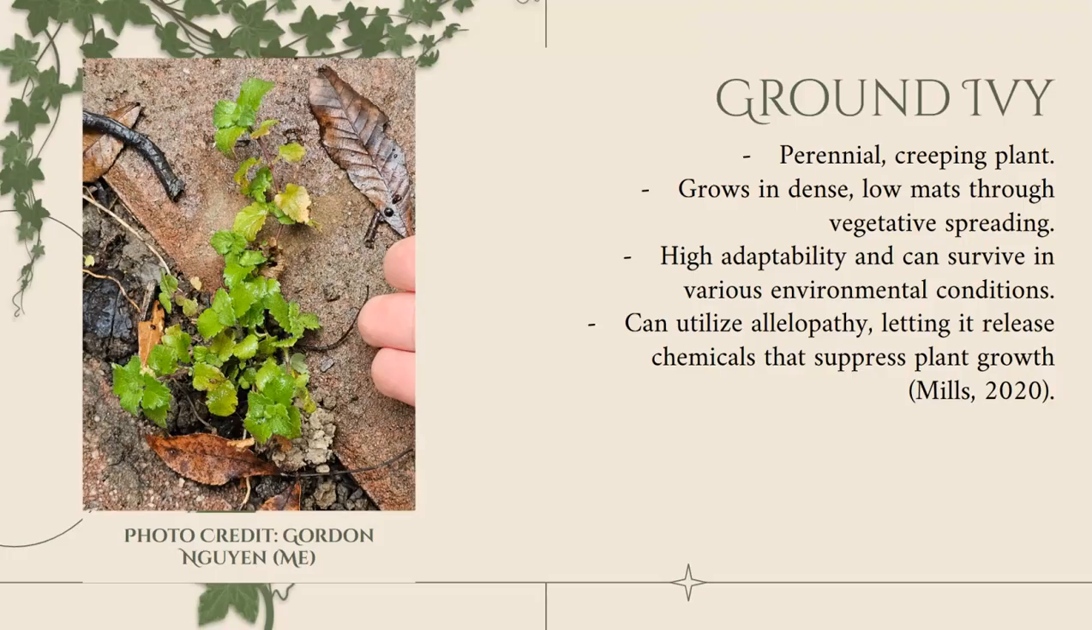Furthermore, ground ivy has a high adaptability and can survive in various environmental conditions, but ideally thrives in damp, shaded areas. Another issue with this species for native plants is that it can utilize allelopathy, which essentially lets it release chemicals that suppress plant growth.